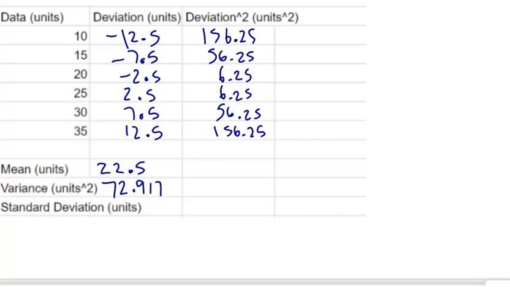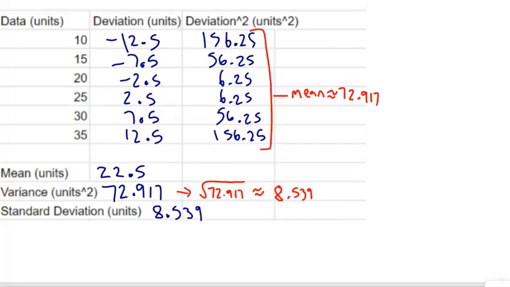So obviously the problem here is that in order to get that number, we had to square all of the values in our deviation column, which means that the units of our variance don't match the units that we started with. So to get the standard deviation, we're just going to take the 72.917 and then take the square root, so it shrinks it back down to be something closer to the numbers that we started with. So to find the standard deviation, we take the square root of the variance. The square root of 72.917 is about 8.539. Therefore, the standard deviation of our data is 8.539.